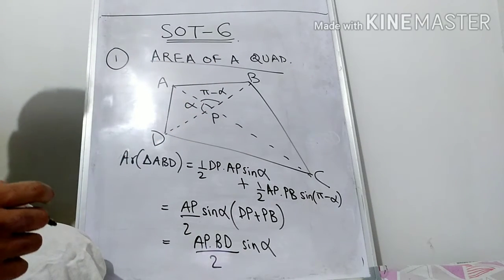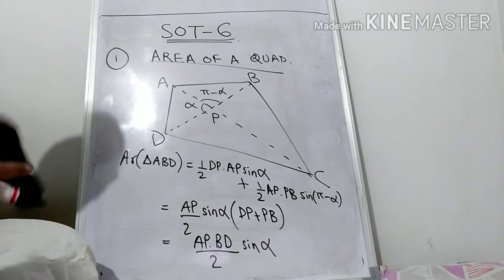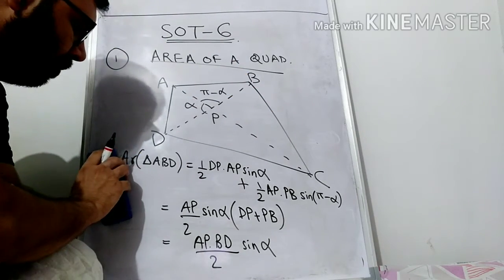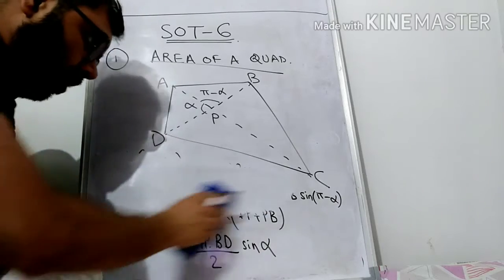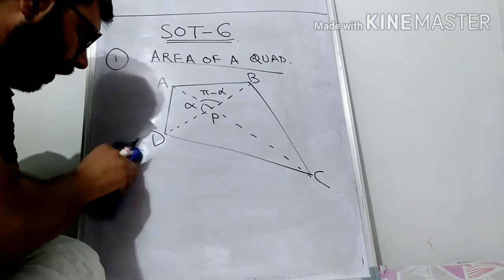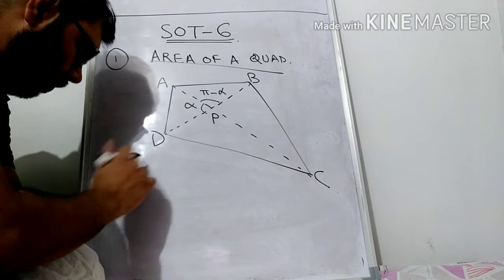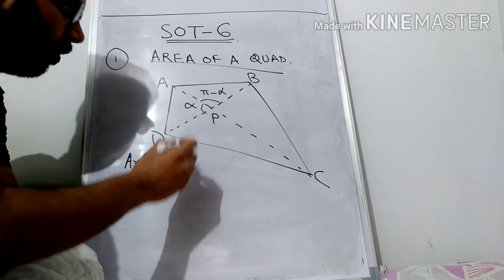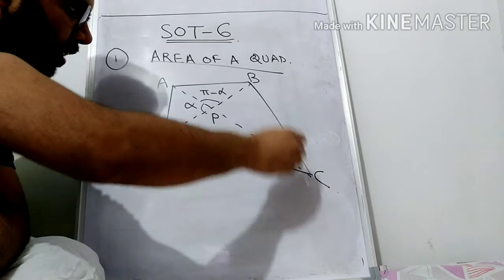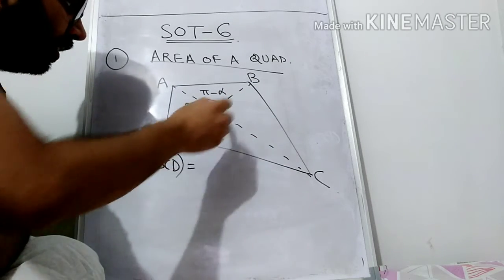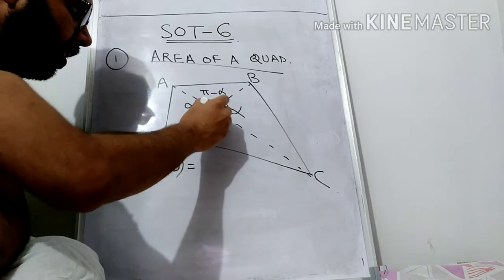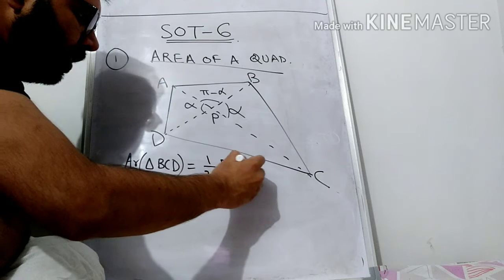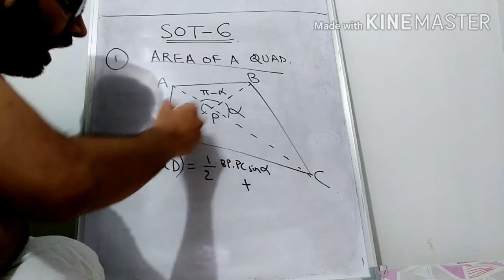Now I need to find the area of the second triangle, which is BCD. The area of triangle BCD can be calculated by adding the areas of these two triangles, BCP and PCD. This angle is alpha, right? So the area of this triangle is half BP into PC into sine alpha, and then we add the area of this triangle.